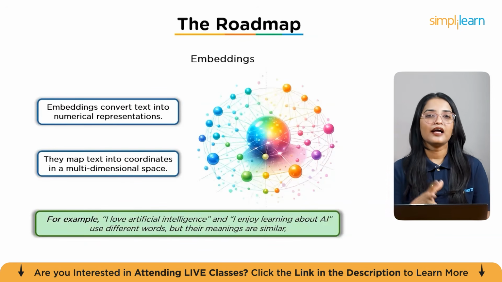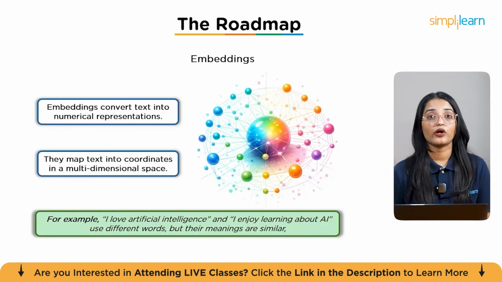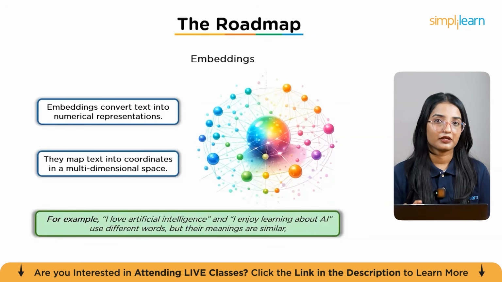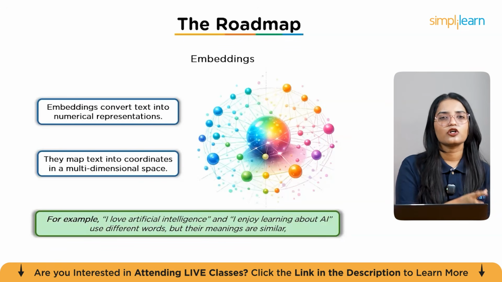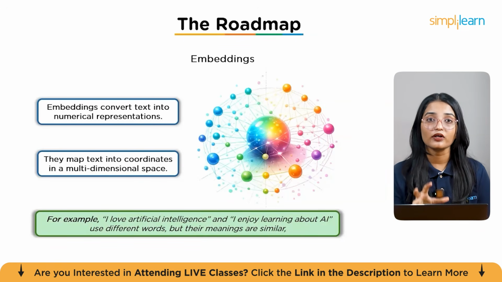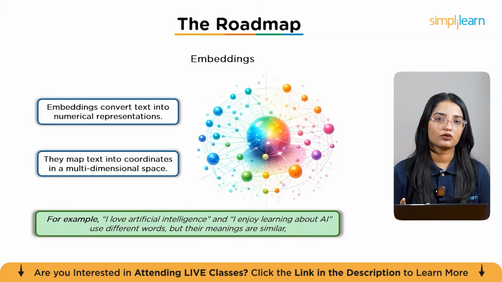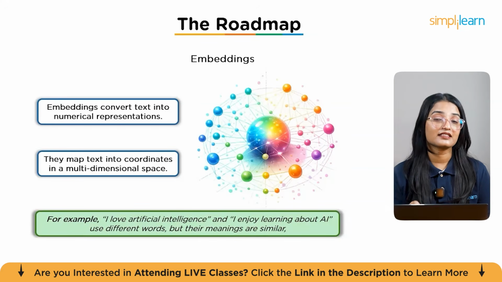For example, "I love artificial intelligence" and "I enjoy learning about AI." They use different words, but their meanings are similar. So they sit near each other in this space, and this is what allows a system to search by meaning instead of just keywords. This is how RAG systems, memory-based agents, and intelligent search mechanisms work. Embeddings are what make agents feel smart.